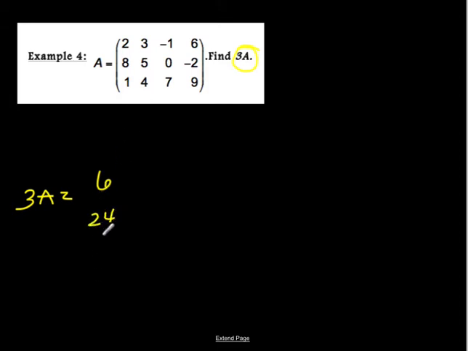1 times 3 is 3. Then I'm going to have 3 times 3 is 9. 5 times 3 is 15. 4 times 3 is 12. Okay, and I'm going to keep going.